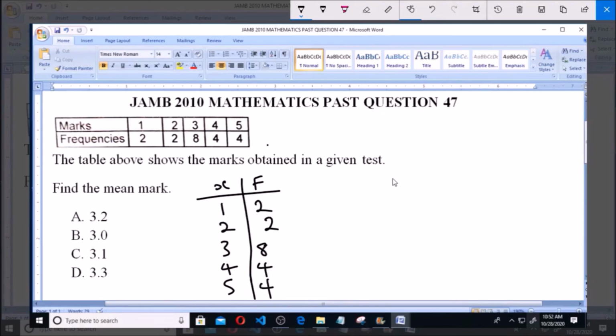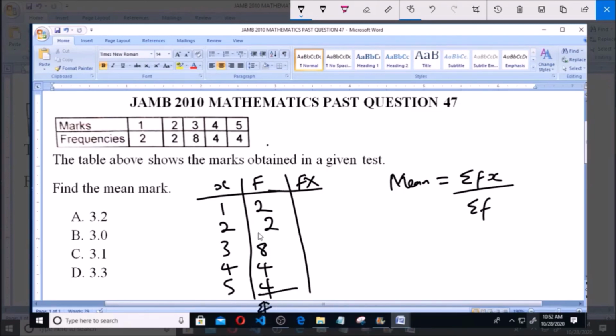Now the formula for finding mean is given as summation fx all over summation f. Already we have our summation f, that is the sum of this frequency, which is 2 plus 2 plus 8 plus 4 plus 4, and that is equal to 20.